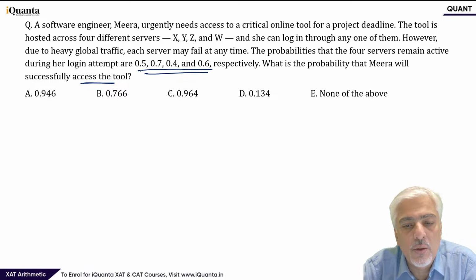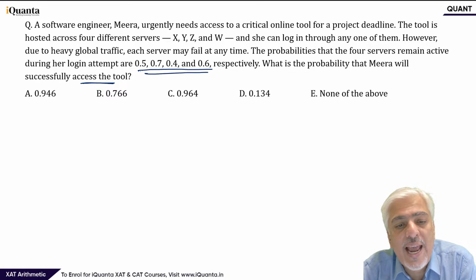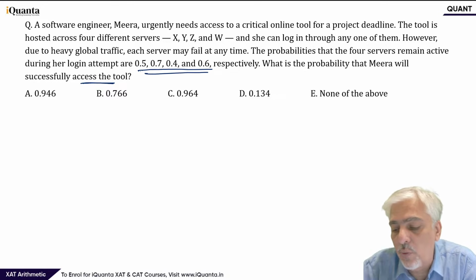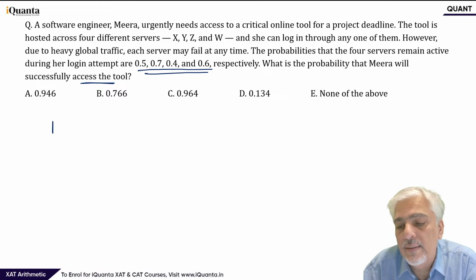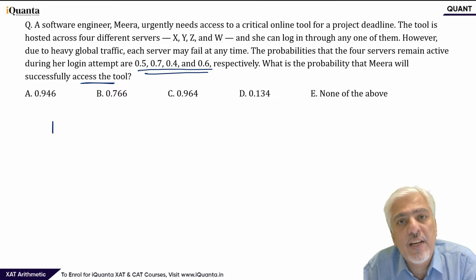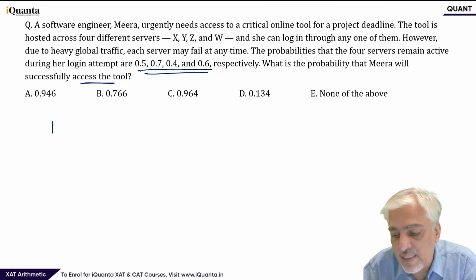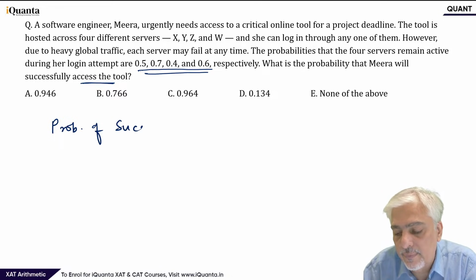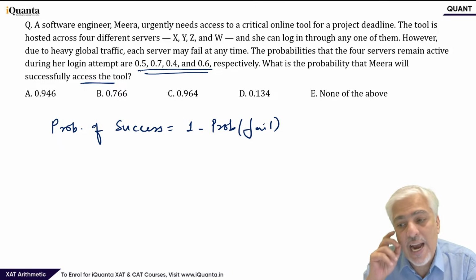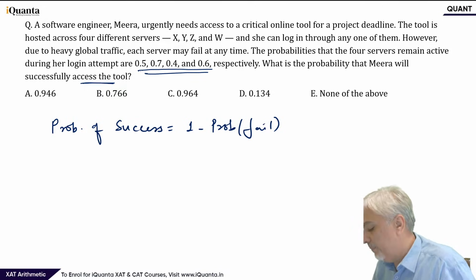Now, the probability that you will access the tool successfully is always 1 minus the probability of failure. So, probability of success is 1 minus probability of failure. So, all the servers will fail. Try it that way. I'll be just back in a second. Sorry.